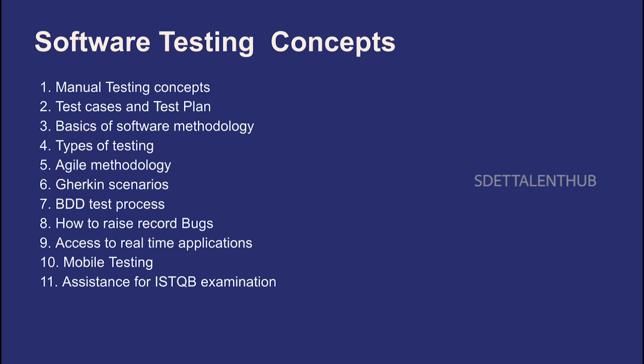Now, in software manual testing, these are the concepts that we cover as a part of the course. We cover the fundamental concepts of manual testing, which makes your brain think like a manual tester, and you need to understand what a tester does and how he looks and what he does. We also discuss test cases and test plans, which are the core components of software testing.